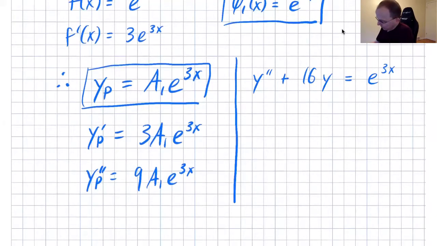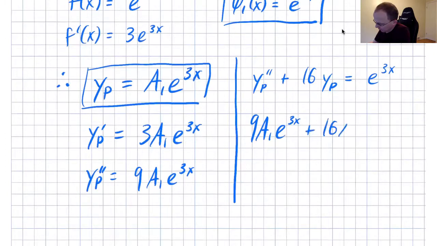Okay. All right, so let's substitute this in. So we'll have y double prime p, because that's what we're substituting in, equal to 9a1 e to the 3x plus 16 times a1 e to the 3x, and that's equal to e to the 3x.